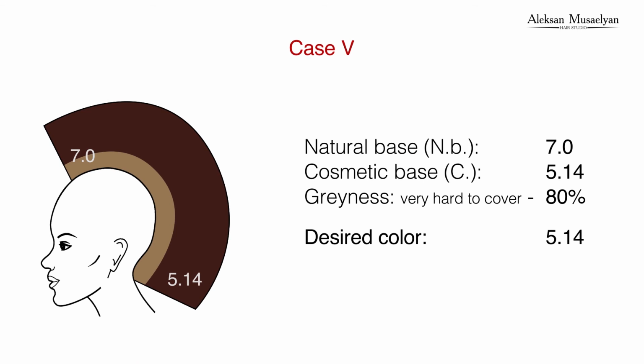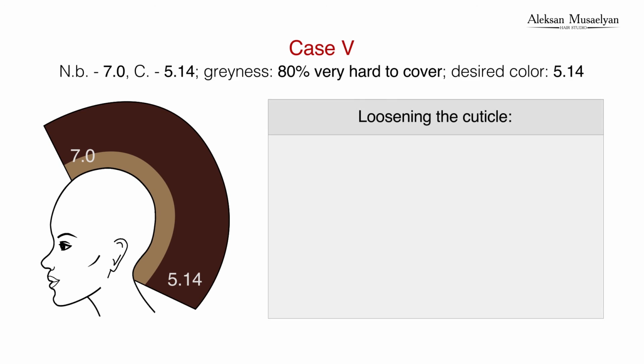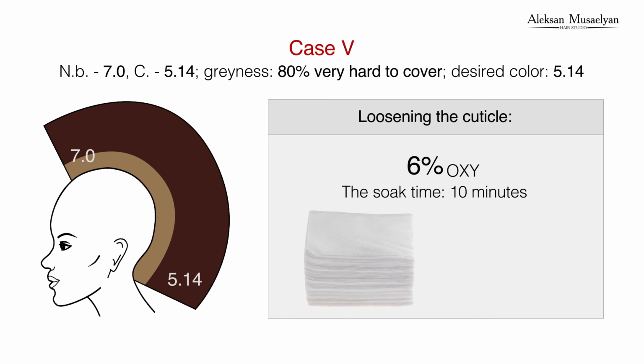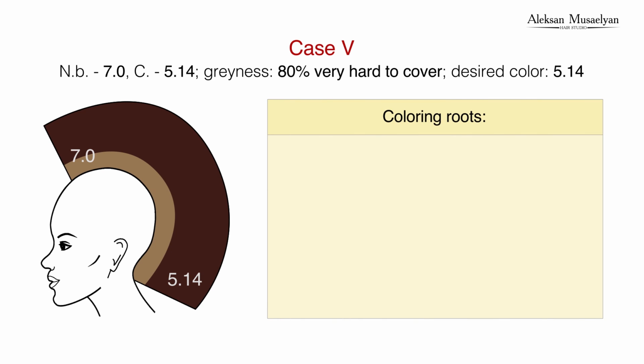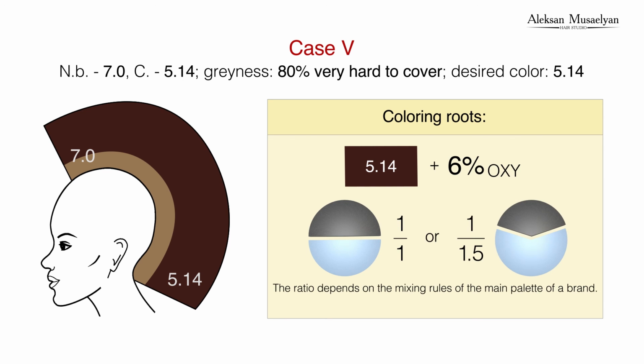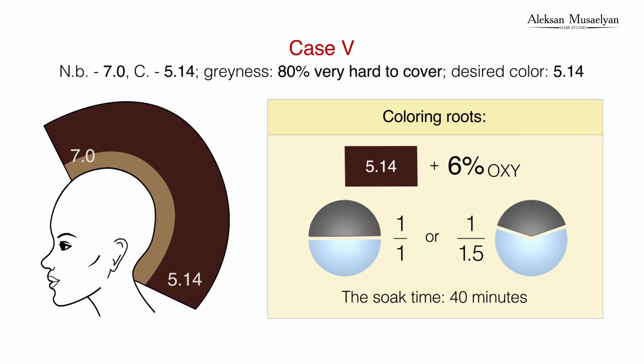Let's consider an example. We should apply the 6% oxidizer in its pure form to gray patches of hair and leave it for 10 minutes. After that, we need to pull this off using the disposable towel, dry our hair with a dryer, and proceed to coloring. Then, we apply the desired 5.14 color with a 6% oxidizer to the hair roots in the ratio of 1:1 or 1:1.5. The soak time makes up 40 minutes.